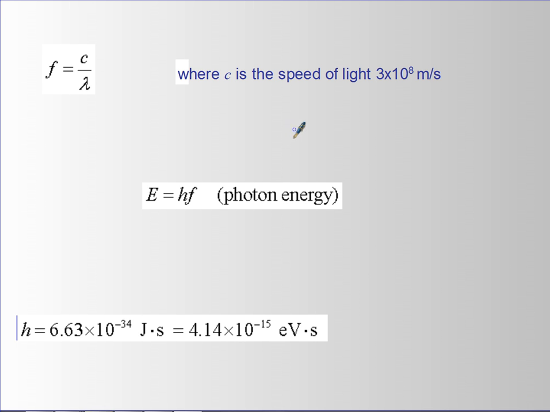All right, now remember we had the formula c equals f lambda. I'm going to solve this for frequency. So frequency is c over lambda, where c is the speed of light. Now this is true of all electromagnetic waves. All electromagnetic waves follow this formula right here. So as the frequency goes up, the wavelength goes down. But photons have no mass.